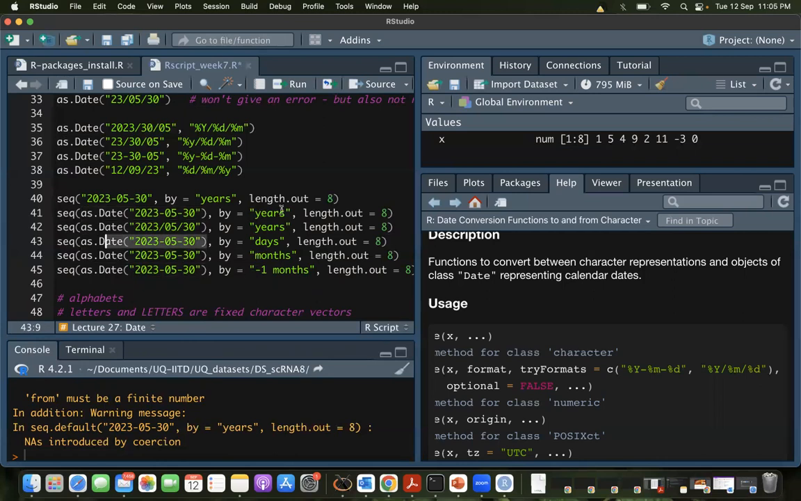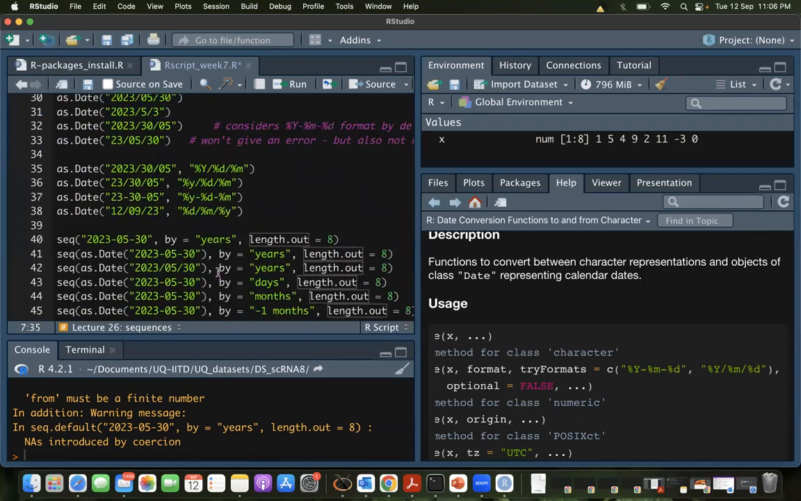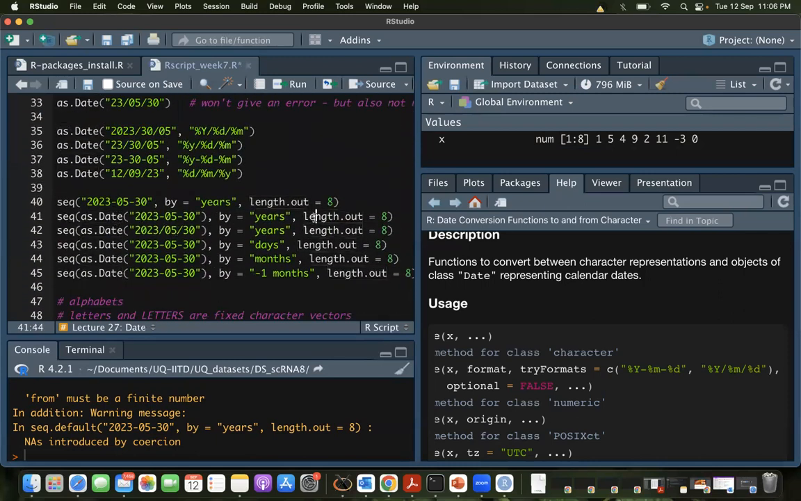Now you can make sequences, and you can have them by years, with any of the formats, hyphen or slash. Just like we had seen before, you give it from, you give it by, and you give it the length. So you're giving the starting date, you're saying change it by year, so one year up or down, and then length, so 8, like this.